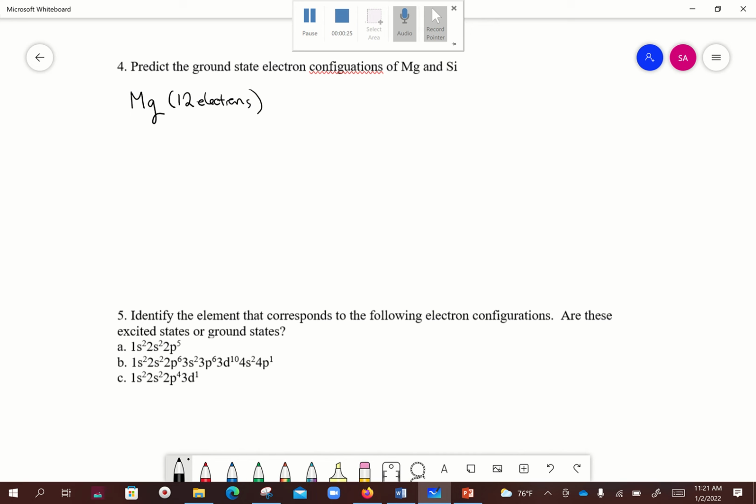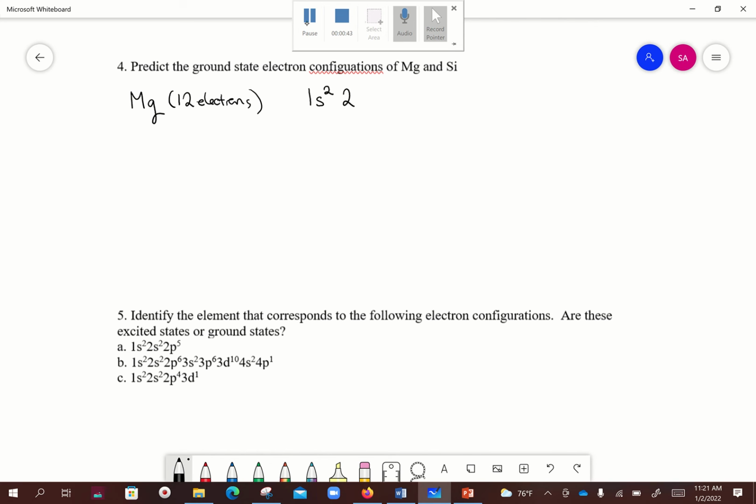So we start off with n. If n equals 1, we've got the 1s state. An s state can only hold 2 electrons. Okay, so I've got 10 electrons left. Next thing we do after n equals 1, n equals 1 can only have 1 s.